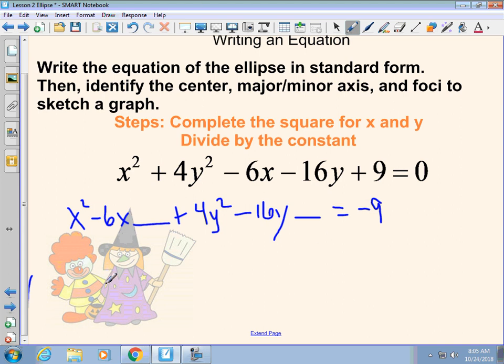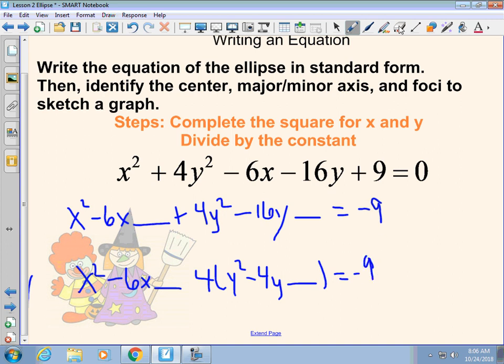Okay, so the leading coefficient in front of the x is 1. That one is great. The leading coefficient in front of the y is a 4. I can't have that 4 there. I need to factor that 4 out. So I'm just going to rewrite my x's because those are fine. I'm going to leave my space for completing the square. And now I'm going to factor out a 4 from all of my y's. So 4 divided by 4 gives me the 1 there, so I just have y squared. And 16 divided by 4 is 4, so I have negative 4y. And then I'm going to leave a space there for completing the square, and it's still equaling that negative 9.